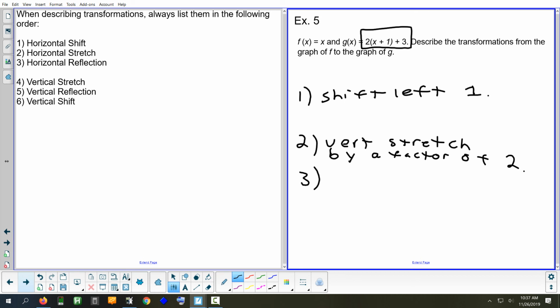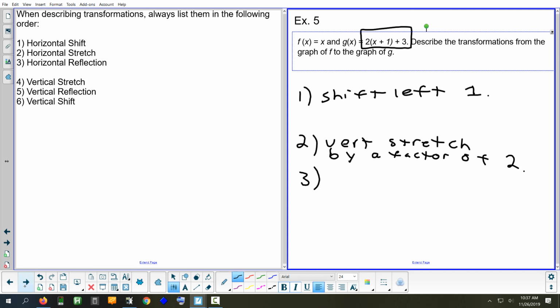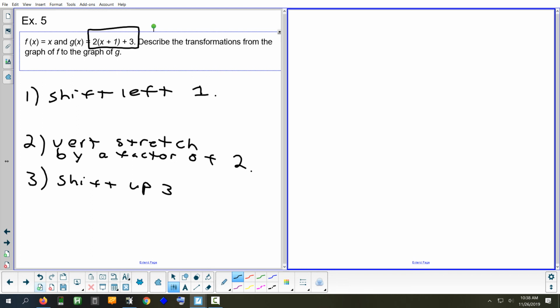Okay, next thing is a vertical reflection. For a vertical reflection, you'd have to have a negative in front. Is there a negative in front of the 2? No, there's no vertical reflection. Vertical shift. That's when you have plus or minus a number at the end. Do we have plus or minus a number at the end? Yeah. Is it plus or minus? Plus, so it shifts which way? Perfect. Shift up 3. So again, you don't have to memorize all that. Just use your chart. All right.